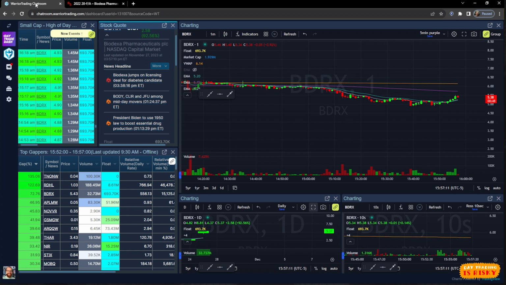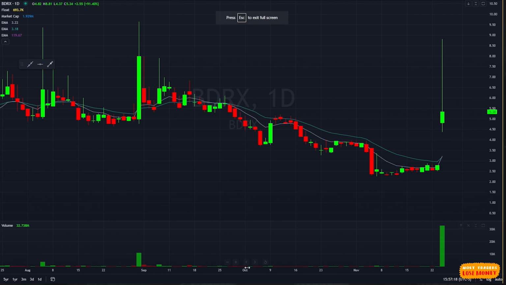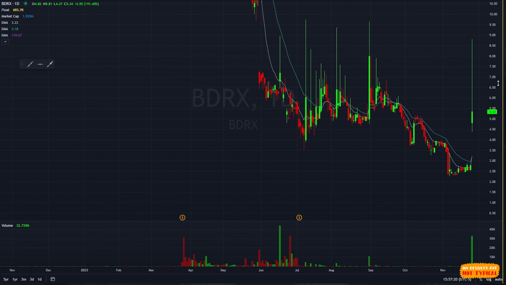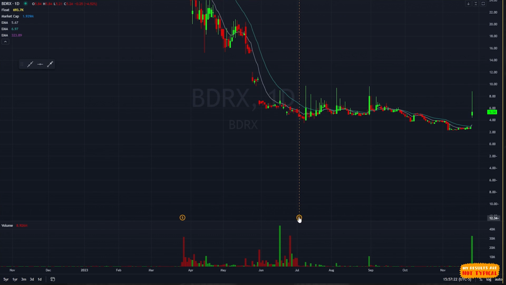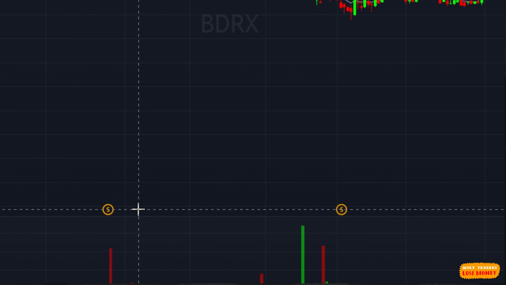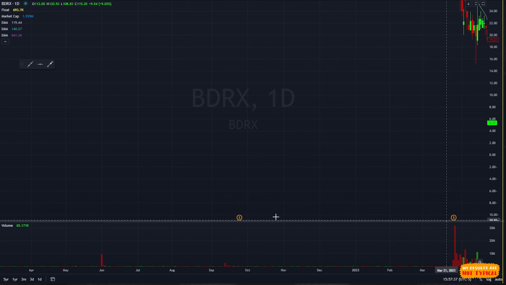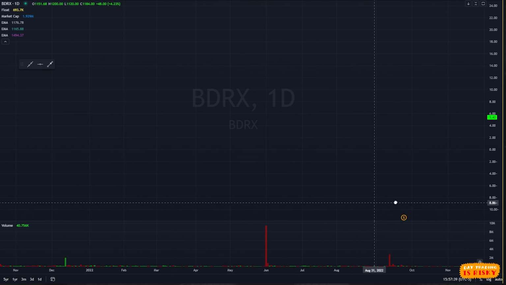Now, this stock recently did what's called a reverse split. The reverse stock split is a pattern that we notice a lot of these companies will do. If you see this S right here, this is the stock split. So this was an 80-to-1 stock split. Okay, so they did a big stock split right here. They did a stock split back here at 4-to-1. And they've had a history of doing these stock splits. Why are they doing these stock splits?